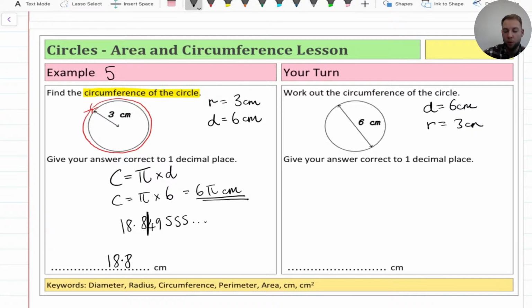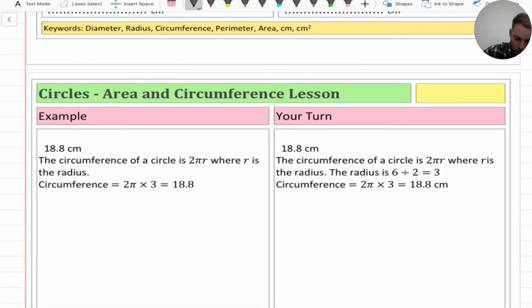Has everybody got that one? Put your hand up if you've got that one down on the left-hand side. I do. Brilliant. All right.